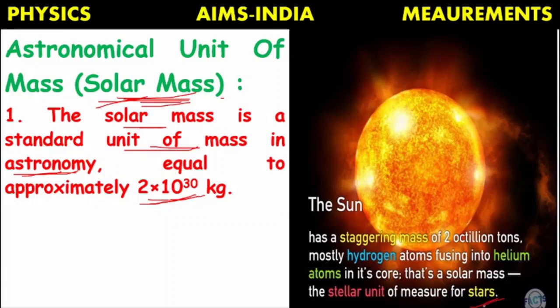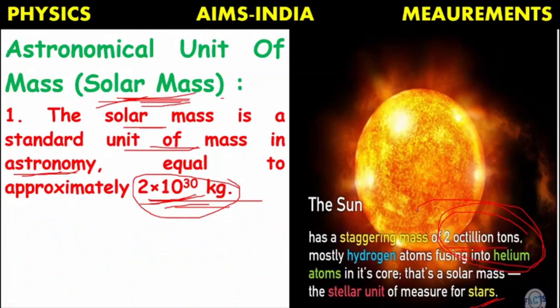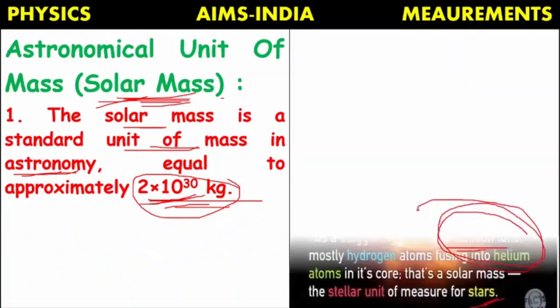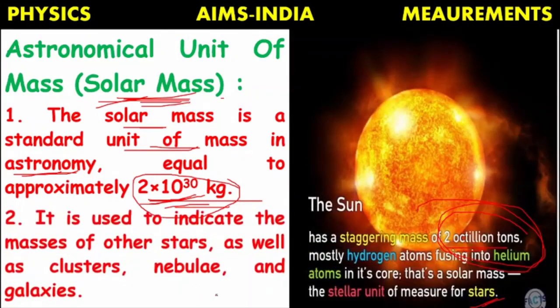It is used to measure the mass of the stars, whose mass is equal to 2 octillion tons, which is equal to 2 into 10 power 30 kg. We can also call it as 2 octillion tons. So it is used to indicate the masses of stars, clusters, nebulae and other galaxies.